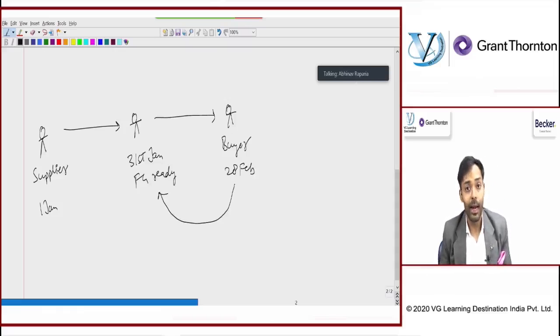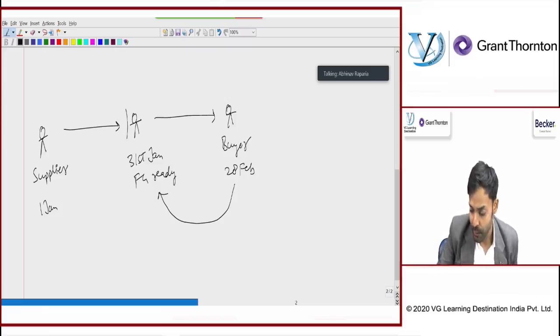But the supplier will say, I need the money right now. On the 1st January, he says, I need the money right now. I don't care about when you will get the money, but I need the money right now. So what will you do as a businessman? You go to a bank.